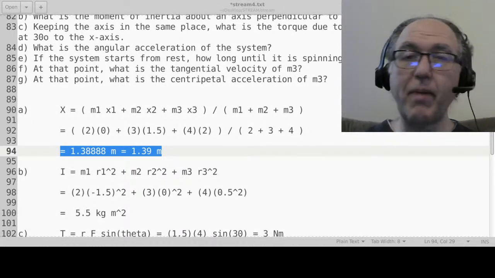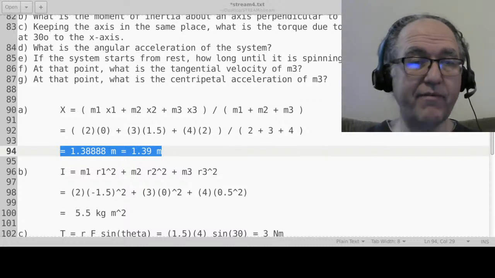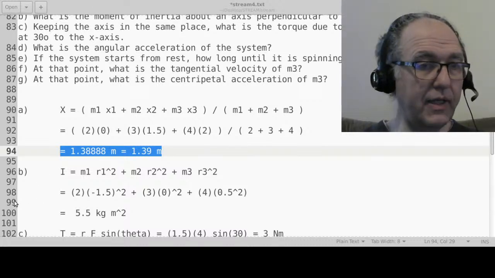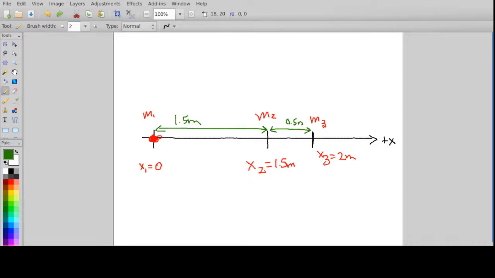All right, so let's go back to that diagram and just see where that is, 1.4. Where is this center of mass? I will draw it in red here. So if this is 1.5 where M2 is, this is approximately where the center of mass is, right there. Okay, so there's your center of mass.